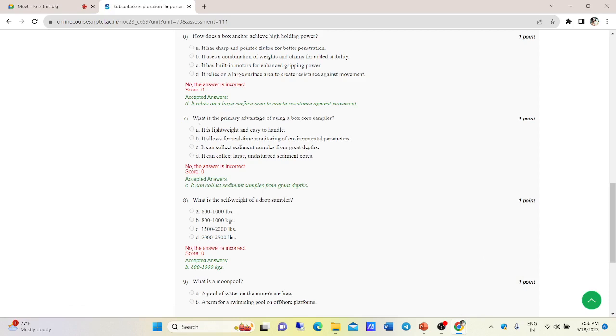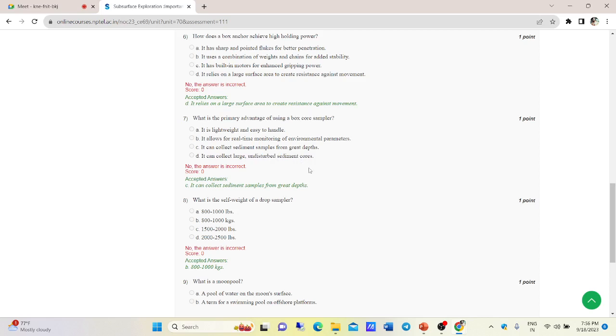Question number 7 you are saying? What is the primary advantage of using a box core sampler? The thing you are saying is that undisturbed sediment cores are there. Mostly in the box core sampler, we get less disturbed soil than with the other samplers. I understand that this was not mentioned, but we can't go for undisturbed sediments. You can collect a sediment sample from it. So the correct answer for this will be C only, but you are getting my point.